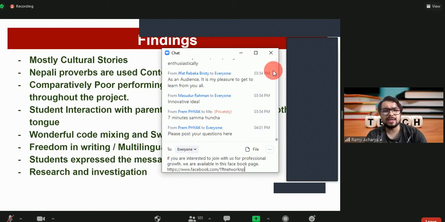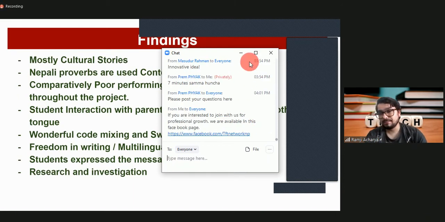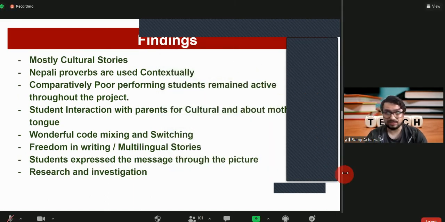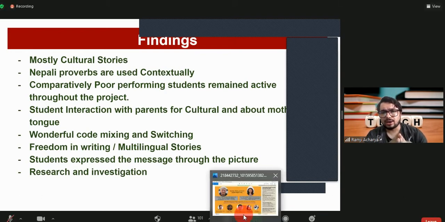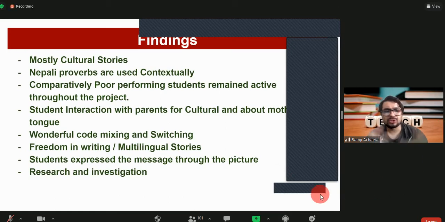And comparatively poor performing students remain active throughout the project because they were free to use any language. So they are very active while sharing their stories. And students' interaction with parents and culture about mother tongue, like the project enables students to collaborate with parents and sharing. And wonderful code mixing and code switching while writing.